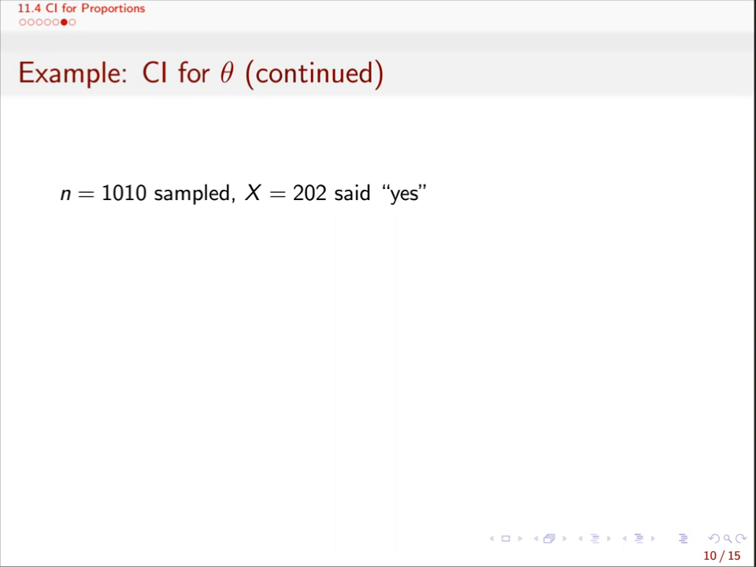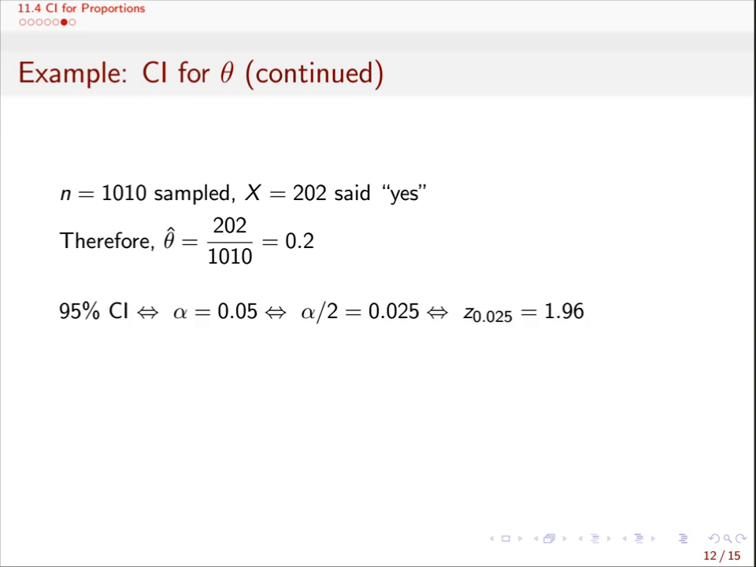So we identify important values. The sample size is 1,010, and the number of successes for this binomial experiment, if you will, is 202. Therefore, our sample statistic, our sample proportion, is 202 divided by 1,010, and that equals 0.2.